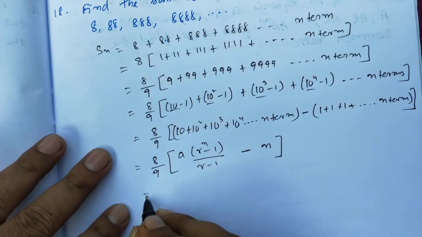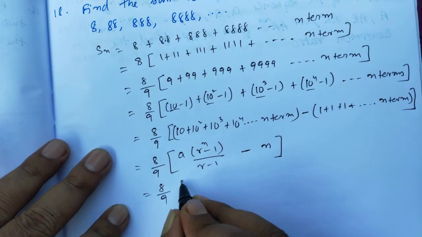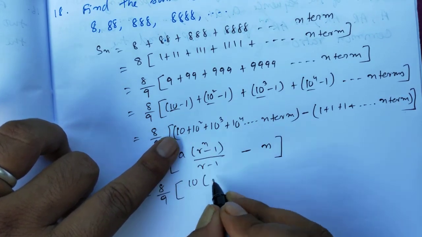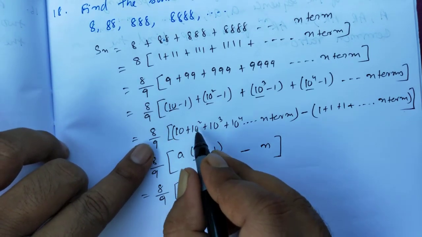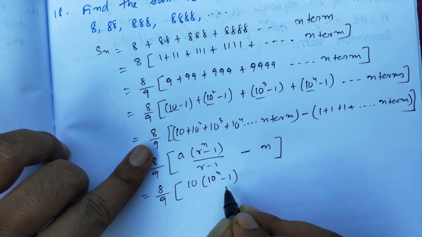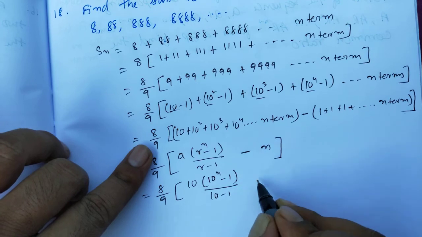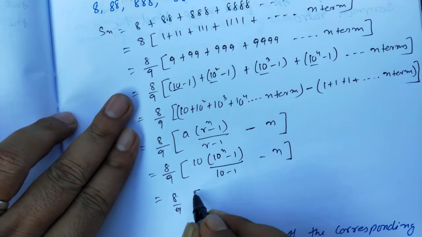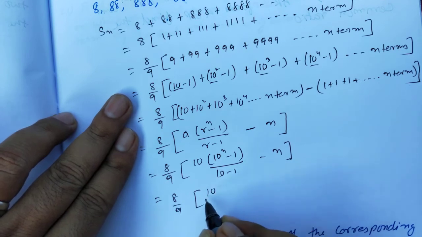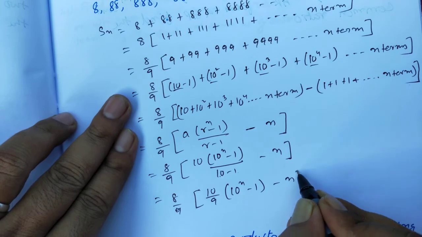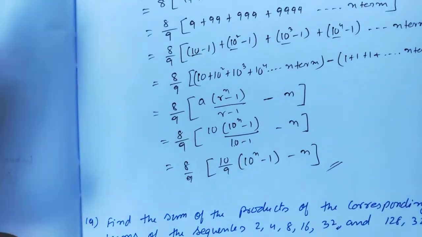Put the value here, 8 by 9. Here A is 10. In this series A is 10. And if you divide also, ratio is 10. Here (10^n minus 1) by 10 minus 1, minus n. 10 minus 1 is 9. So this is your final answer, okay?